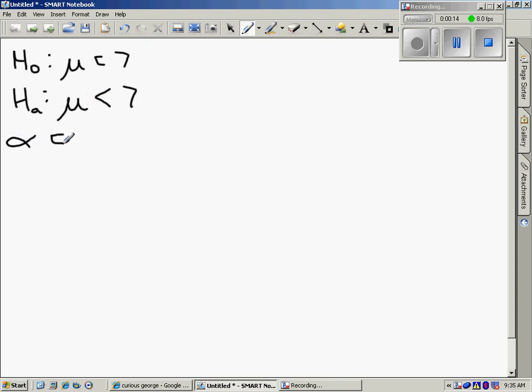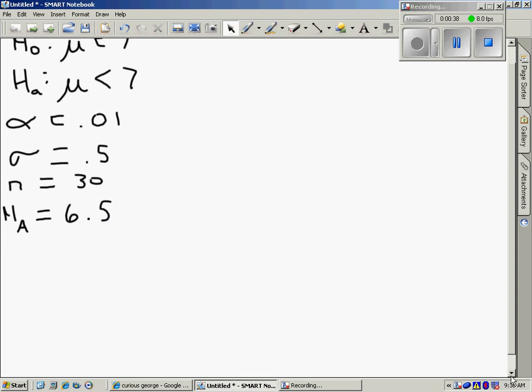I told you alpha was 0.01. Sigma was 0.5. N was 30. And then later on, the alternative value I'm going to test is that mu was 6.5. So far, so good. Next thing I need to do is draw a picture.